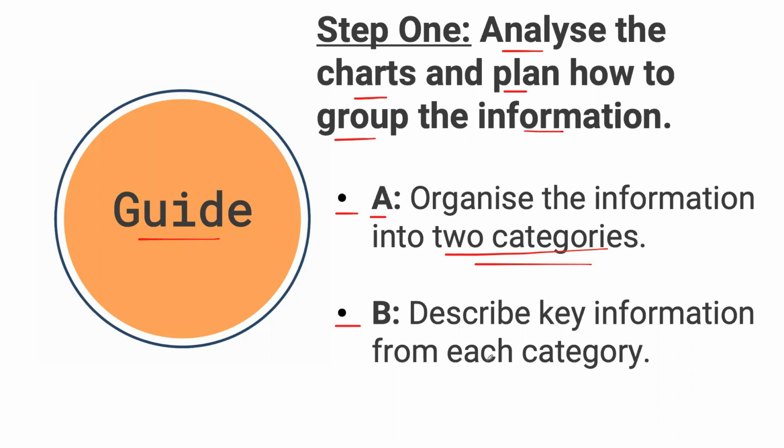And then secondly, we're going to describe the key information from each of the 2 categories. It's very important that we do not discuss each and every piece of information from all of the pie charts. That is a pitfall and a difficult component of this type of question. So we're only going to be looking at the key information. Okay, let's get started with our first example, and we're going to focus on step 1.